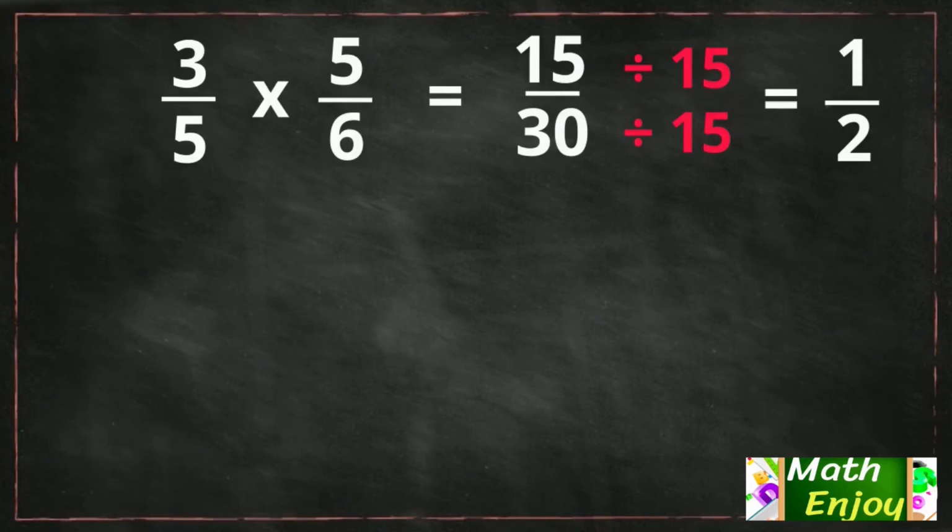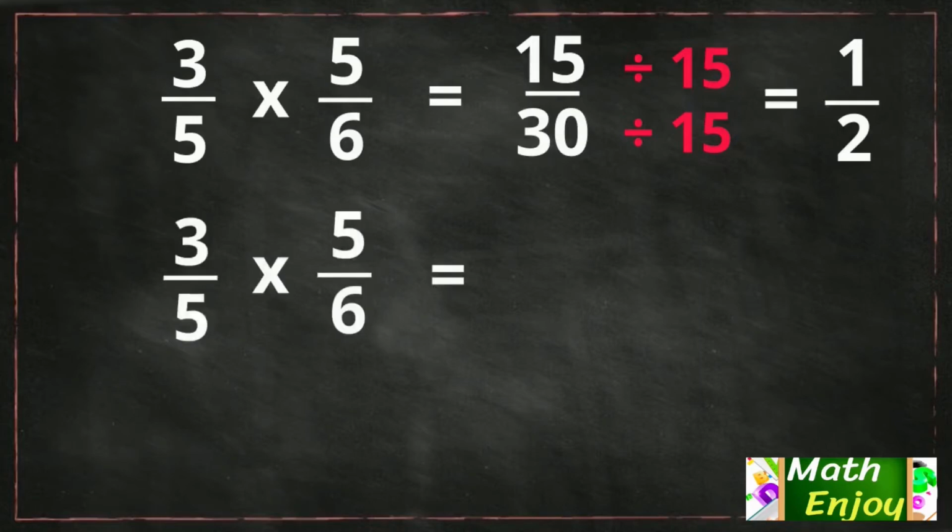Without taking this much big fraction, we can easily simplify if we use the cancellation method. I will do this in that way also. Can you see we can cancel 5? We can divide both numerator and denominator by 5. We write it like this. 5 divided by 5 is 1. Here also 5 divided by 5 is 1. Then here 3 and 6. Can you see we can divide both 3 and 6 by 3.